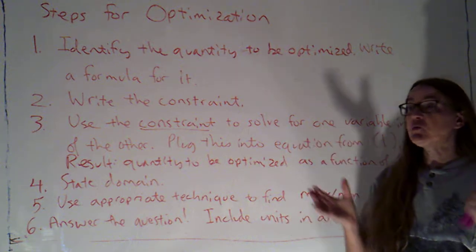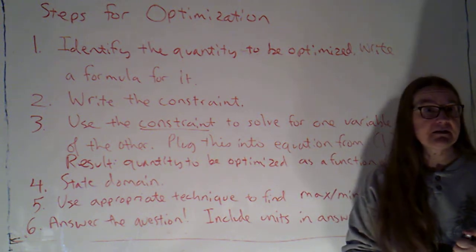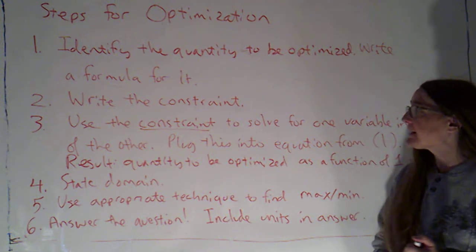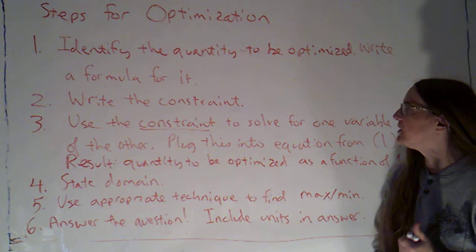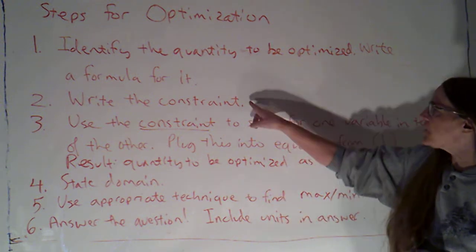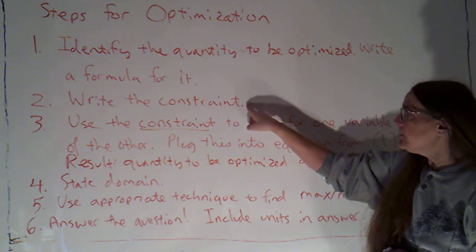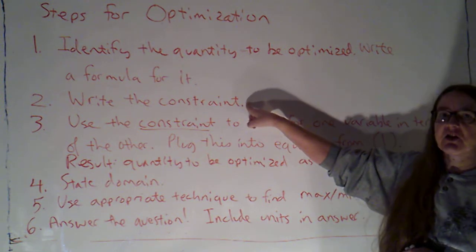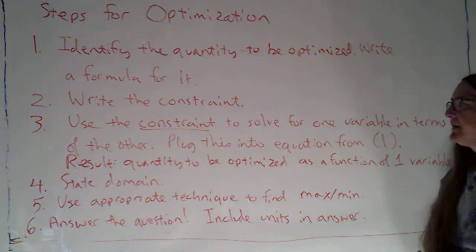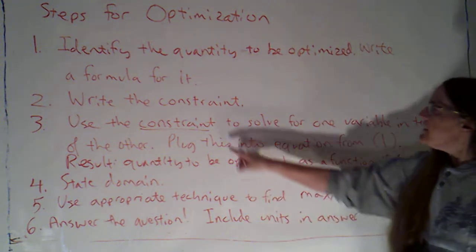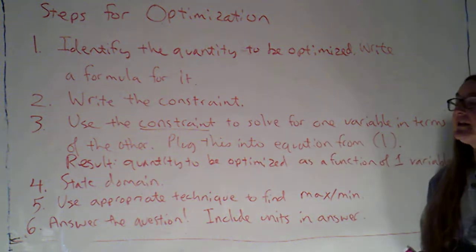All right, step 2 is to write the constraint. That's the thing that you can't control. It might be a limitation on the resources that you have. It might be a practical situation that certain things can't be negative in the real world. You're going to write down that constraint. Okay. All right, and I would label that it's the constraint so that you don't end up trying to take the derivative of that.